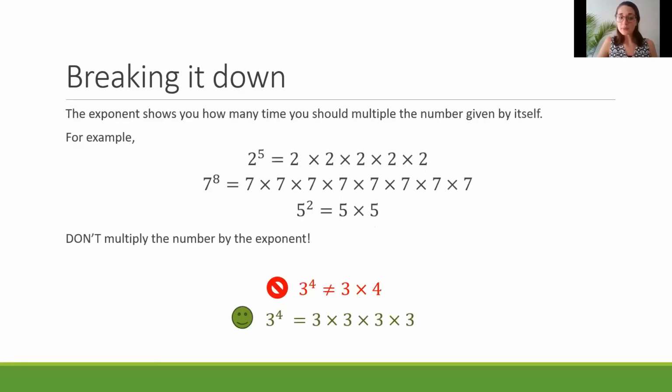Now to go along with that, I'll remind you that you don't multiply the number by the exponent. So sometimes folks will say, well, it's 3 to the 4th power and 3 times 4 is 12. Well, that's incorrect because we're not multiplying it by the exponent. The exponent tells us how many times to multiply that base by itself. So what we need to do is 3 times 3 times 3 times 3. And that is the same as 3 to the 4th power.